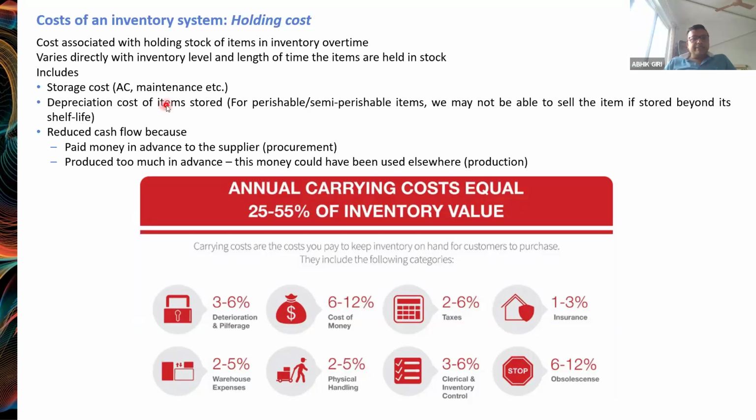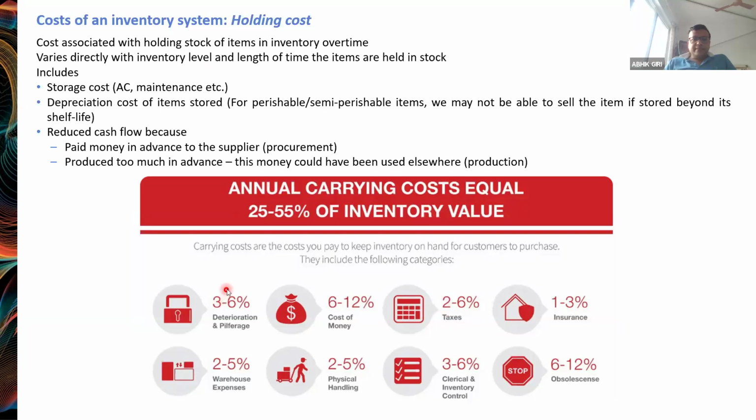Also, it reduces the cash flow because you have paid money in advance to the supplier if you're procuring from a supplier. And if you're producing in a factory and you produce too much in advance, then again this money could have been better used elsewhere. And how much is the total inventory holding cost? That is directly proportional to the amount of inventory that you're holding and the duration that you're holding it for.